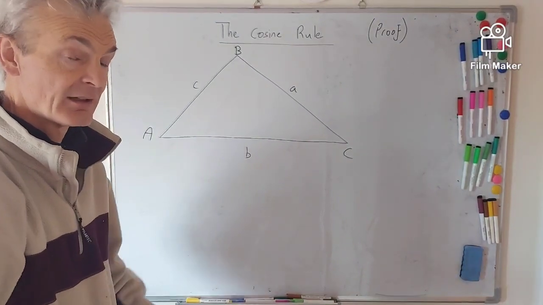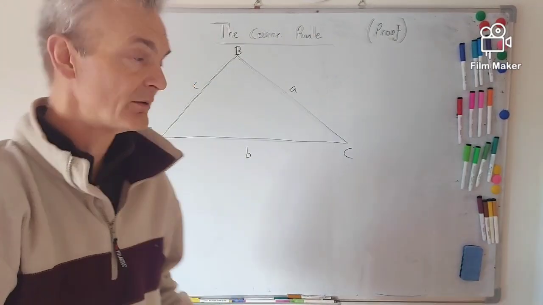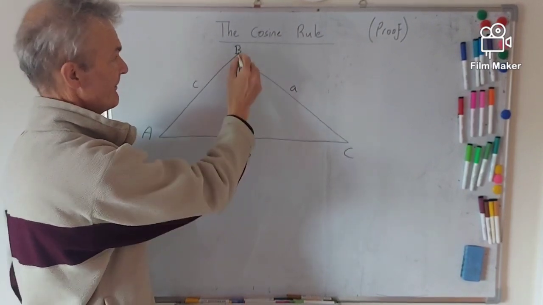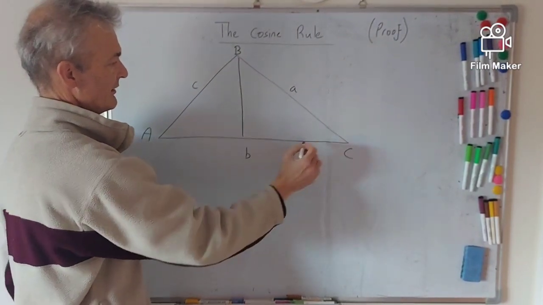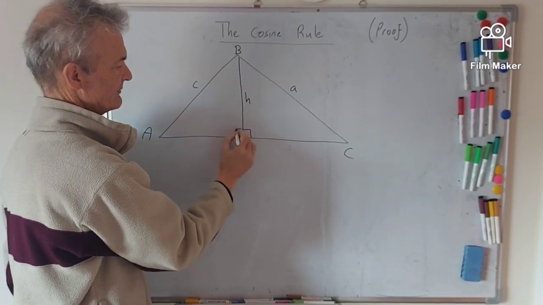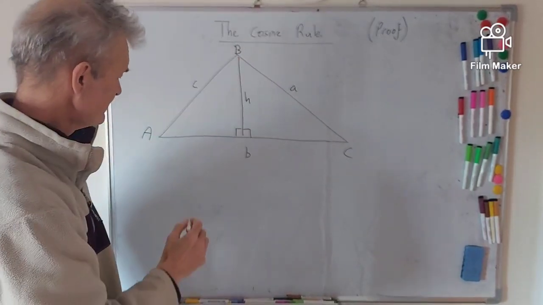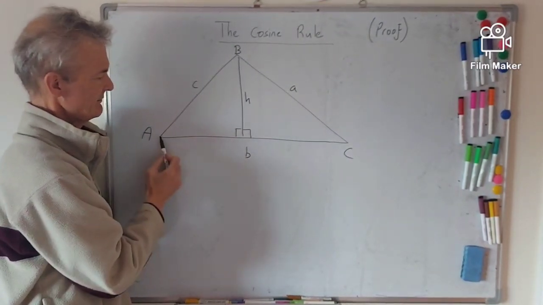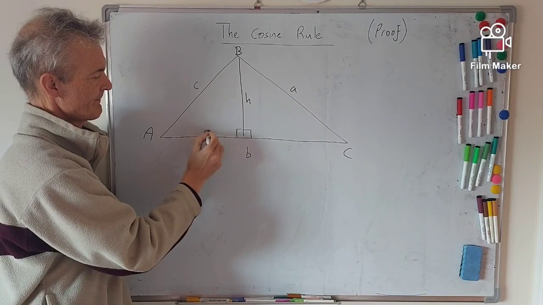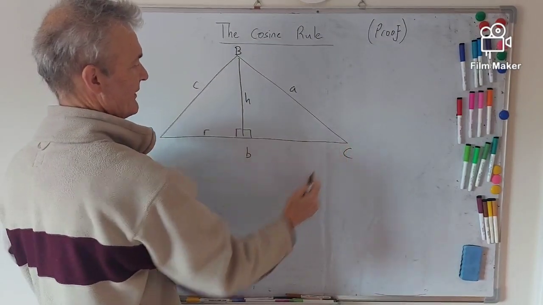And then all I'm going to do, a bit like I did with the sine rule, which you can see in a previous video, I drop a perpendicular from B down to side B, and I'm going to call that H, and this creates two right angle triangles, one there and one here. And I'm going to label this length here on this triangle, I'm going to call this R. Okay, just like that. So R is just this length here, B is full length.